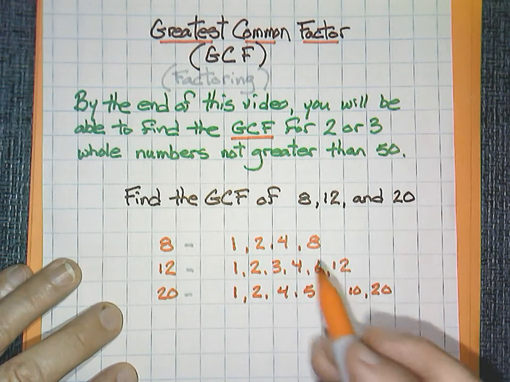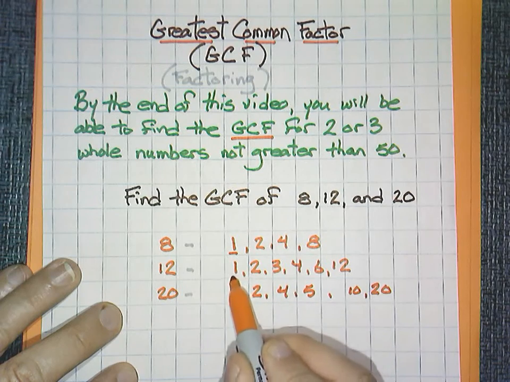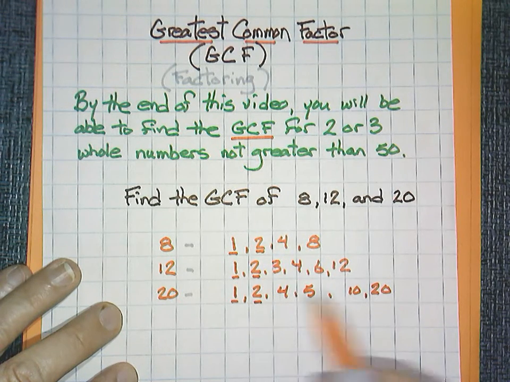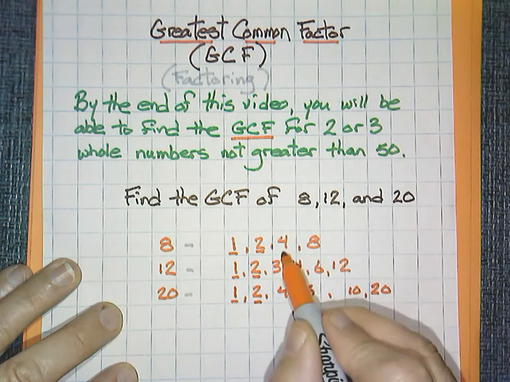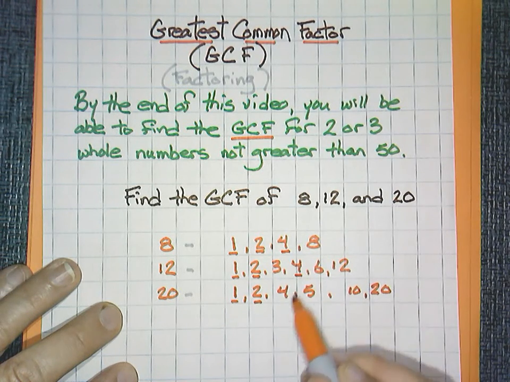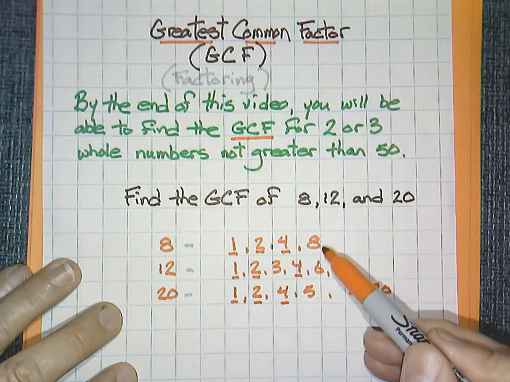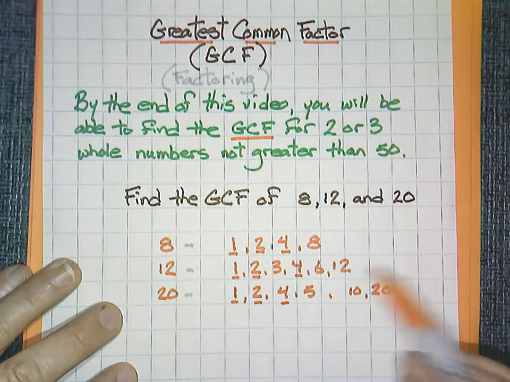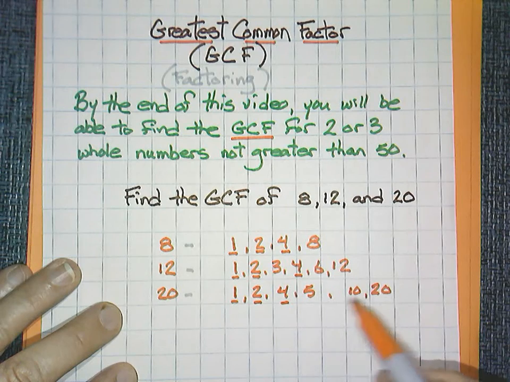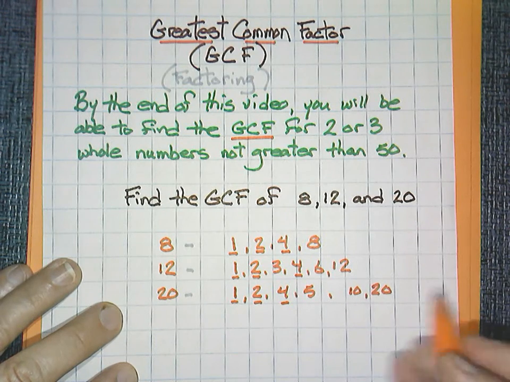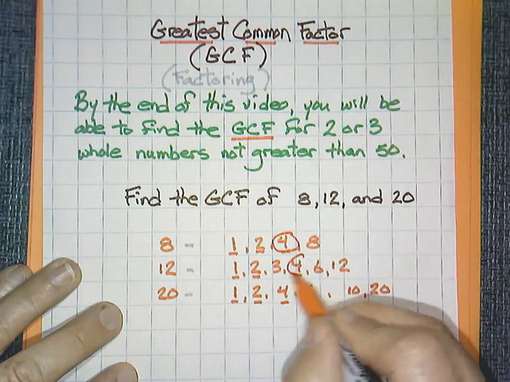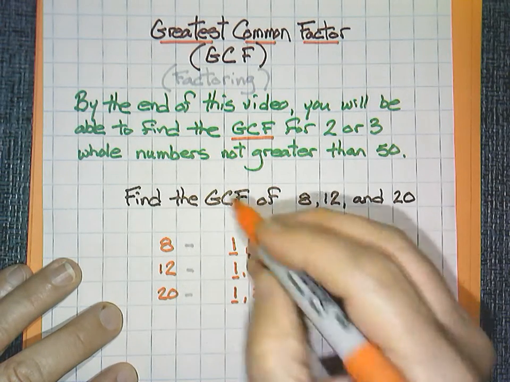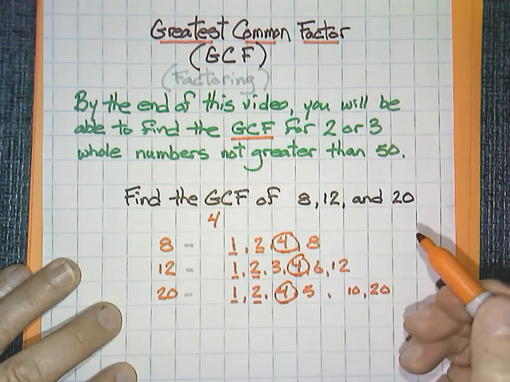Now our common factors would be, I'm seeing 1 and 2 and 4. 8 is not a common factor, and 6, 12 are not common factors, nor is 5, 10, or 20. So our greatest common factor for the whole numbers 8, 12, and 20, the answer to this would be 4.